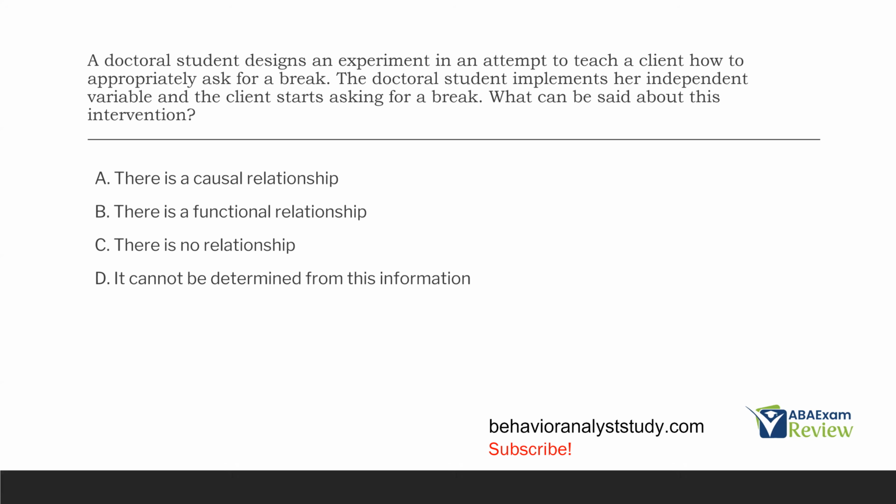And later on, maybe we withdraw it, do different interventions to try to either prove or disprove that theory. See, there is no relationship. Well, we can't say that quite yet because the IV is in place. The DV changes. Looks to be a relationship. And then D, it cannot be determined from this information. Well, not quite. We can say there's a functional relationship going on based on the information given.